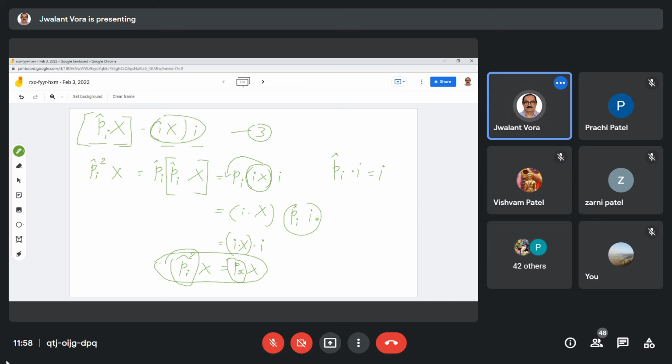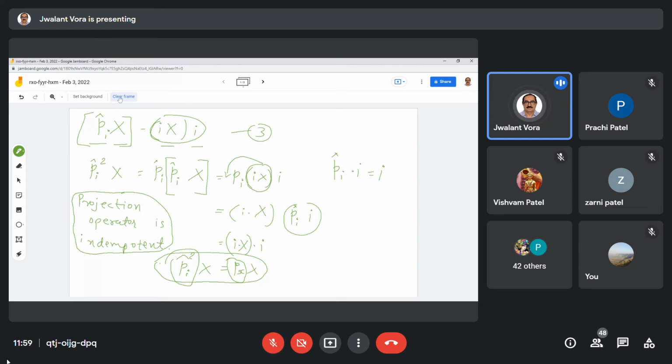This is called the projection operator. Prove that the projection operator is idempotent. Remember this sentence. There are about 4-5 equations.